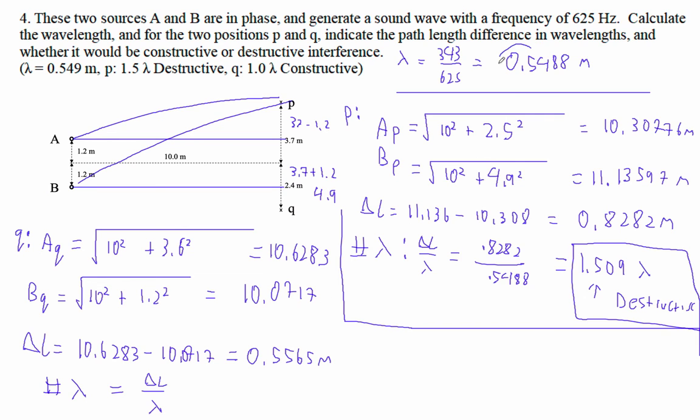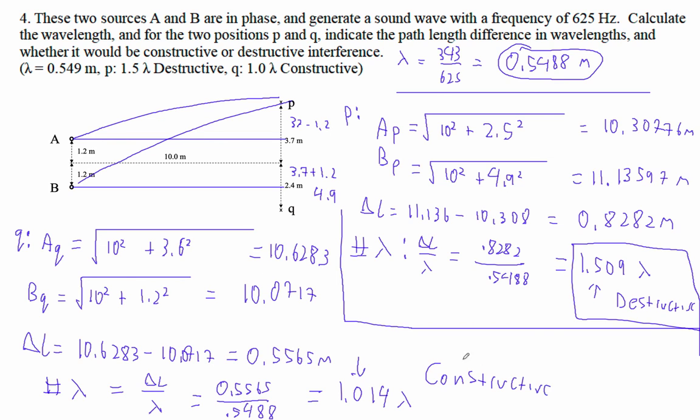So then our number of wavelengths is just the difference in L over the wavelength. This is our wavelength here, right? So it's just going to be 0.5565 divided by 0.5488, and that's 1.014 wavelengths, right? So since that's closer to 0, that makes this constructive. Okay?